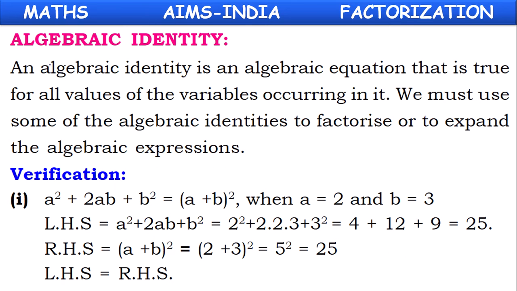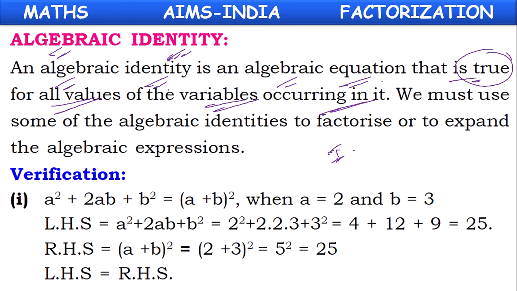Next one, algebraic identity. Algebraic identity means it is an algebraic equation that is true for all values of the variables occurring in it. That is why it is called an identity.